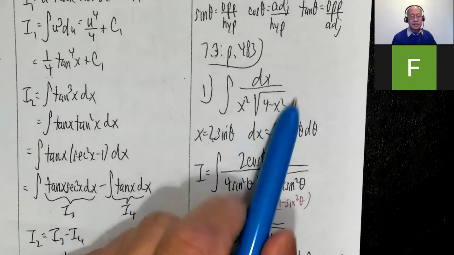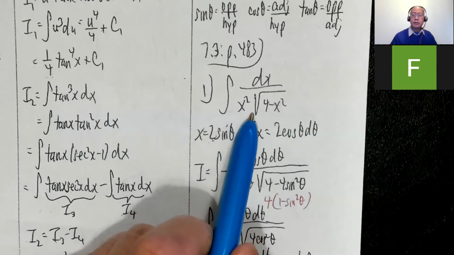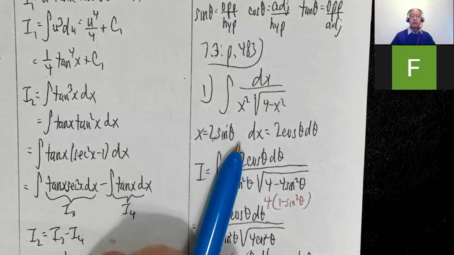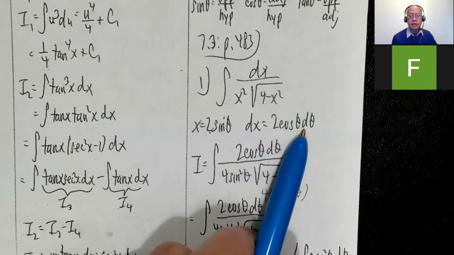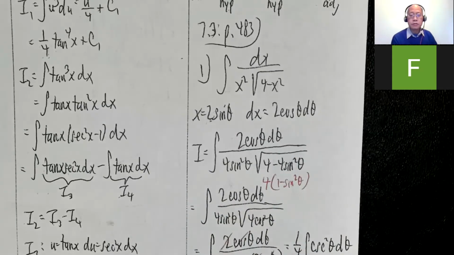See, if you look at this, say I don't know how to integrate that. The whole idea is to change it into a trig integral so that there's no more square root. So let x equal 2 sine theta, and differentiate both sides. dx is equal to 2 cosine theta d theta. Then I substitute.